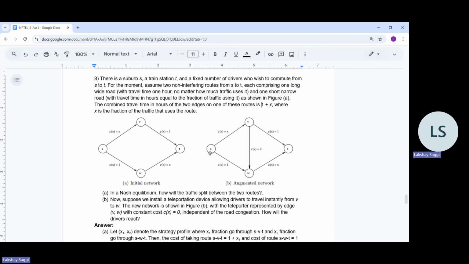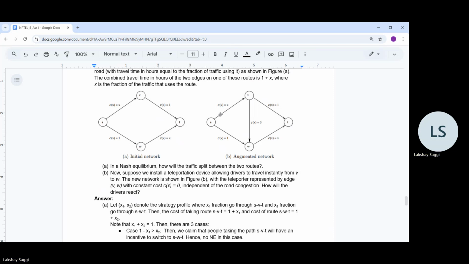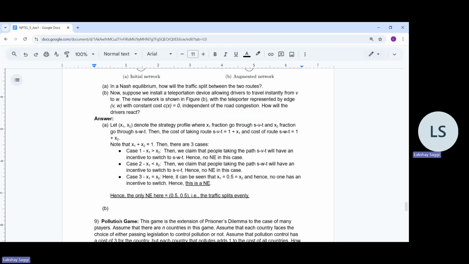And why is this the case? Because if someone goes from S to W to T directly, then they are paying in the path S to W a cost equal to 1. Whereas if they go from S to V to W to T, in the SVW path they're paying a cost equal to x plus 0, which is equal to x. And this will be a fraction, and so this is no worse off than 1. So no one will have an incentive to switch if they choose this path, SVWT. Maybe you can try to prove this yourself at home, but this is what this gives us.